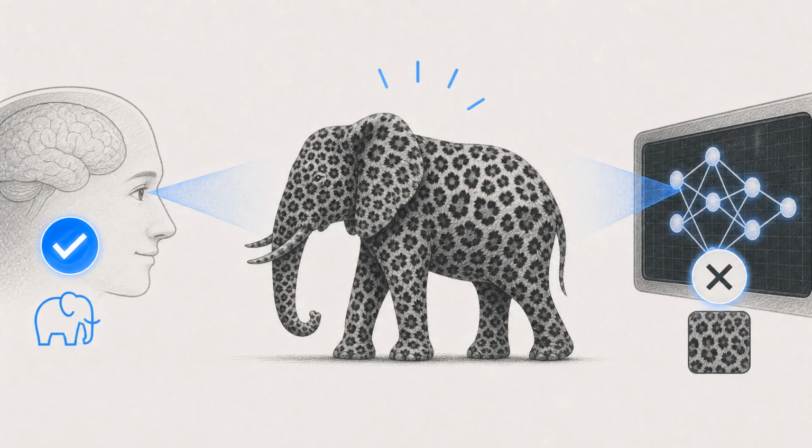Humans often recognize objects by overall shape and context. Some computer vision models can be surprisingly sensitive to texture. A strange image with the shape of one object and the texture of another may reveal that the model is using different clues than a person would.